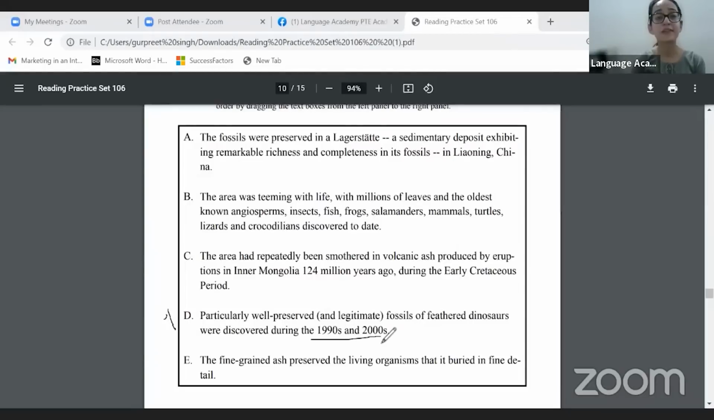And do you find that a sentence is more general than this one? This sentence says we found fossils of dinosaurs in the 1990s. And A is telling you the fossils were preserved in this sedimentary deposit, with remarkable richness and completeness in fossils. This is general.